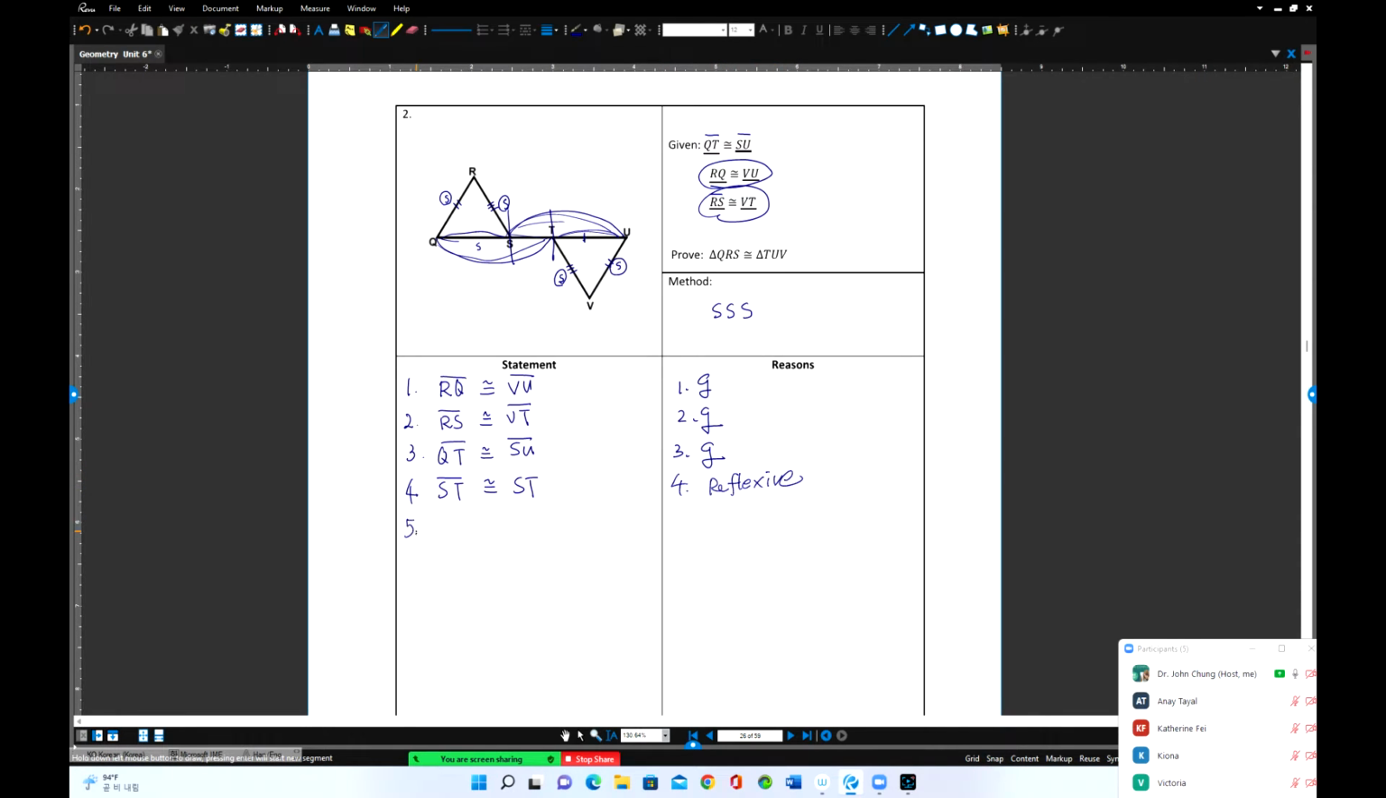The next one, number 5, subtraction, right? QT minus ST must be equal to what? SU minus ST, right? That must be equal, right? Equal quantity. When you subtract from equal quantity, the result is still equal, right? This is SU. This is a subtraction.